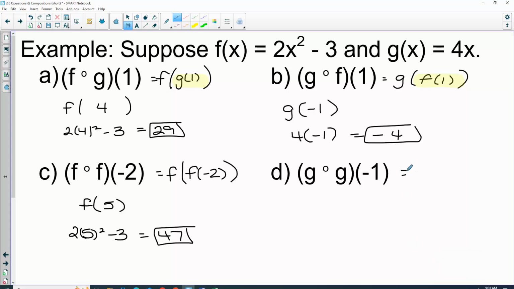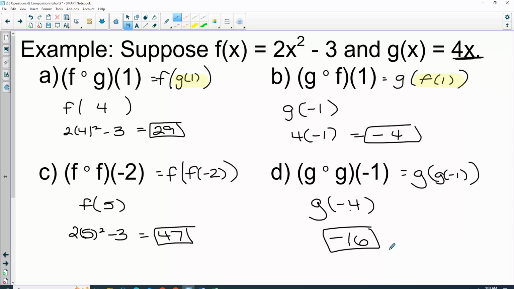So it means g of negative 1. If I put negative 1 into g, 4 times negative 1 is negative 4. Now if you put a negative 4 back into g, you get negative 16. Does everyone understand which function I'm plugging them into and how I'm getting these answers?